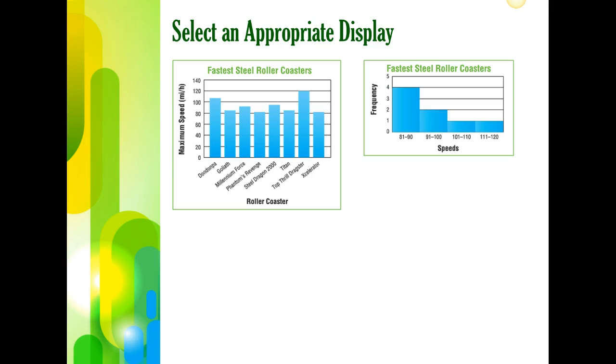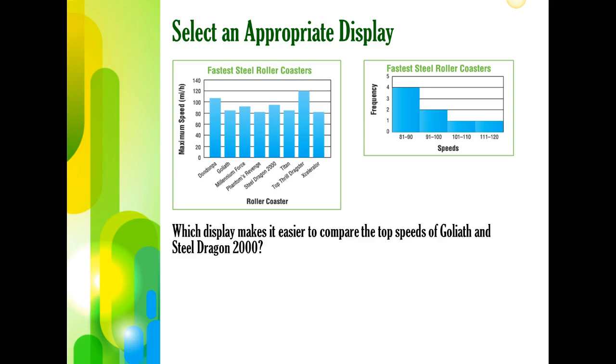Both this bar graph and histogram give us information about the fastest steel roller coasters. The bar graph provides information about the speed of each individual roller coaster, and the histogram groups them into intervals by their speed. What we want to know about the fastest steel roller coasters will dictate which type of display we would choose. Answering some questions about the data can help us see this difference.